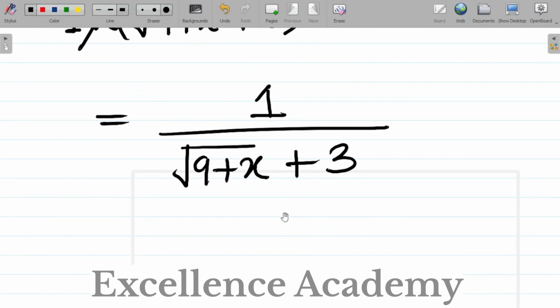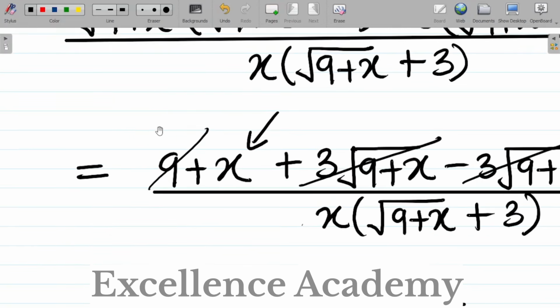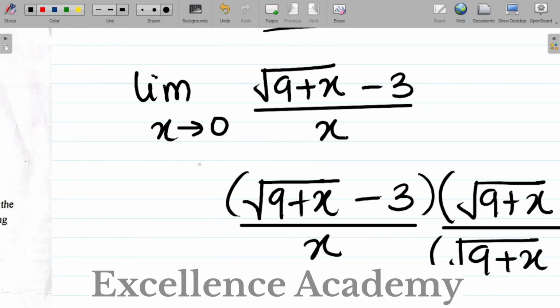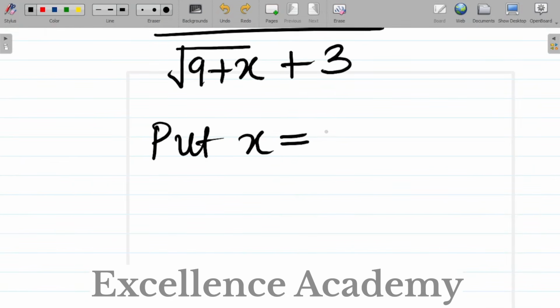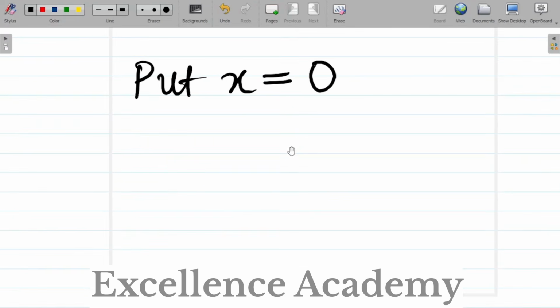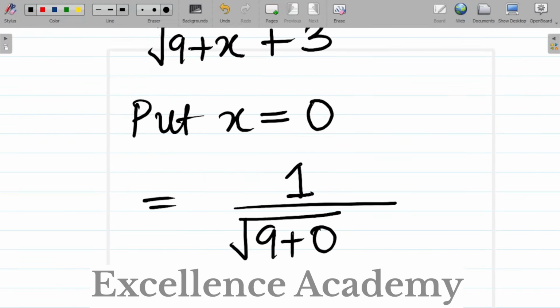So when you're done simplifying this, what do you do next? At this point, you now put x as equal to, what do you have? We're taking limits as x approaches what? Look at this. It was x approaching 0. So put x as equal to that term there, which is 0. If we had x approaching 1, you would put x as equal to 1. But since it's x approaching 0, put x as 0, and that will be equal to 1 in the numerator all over root 9 plus x, where x is 0. Then we now have plus 3.